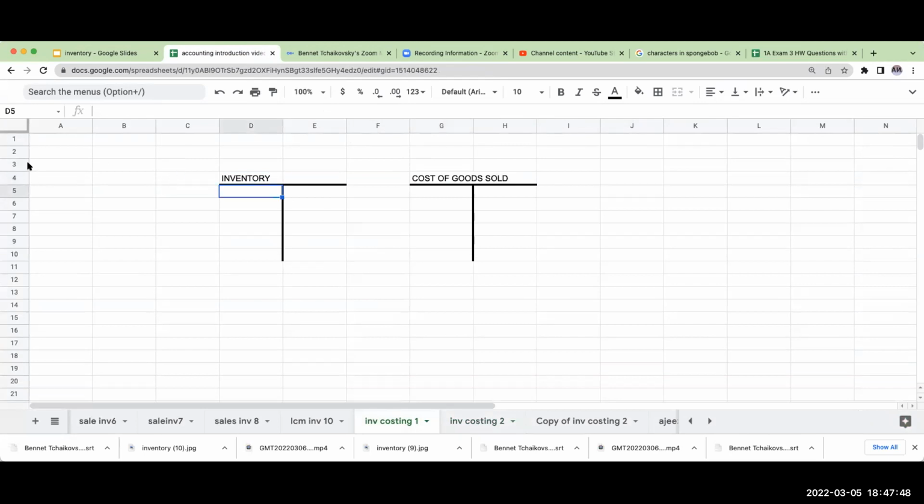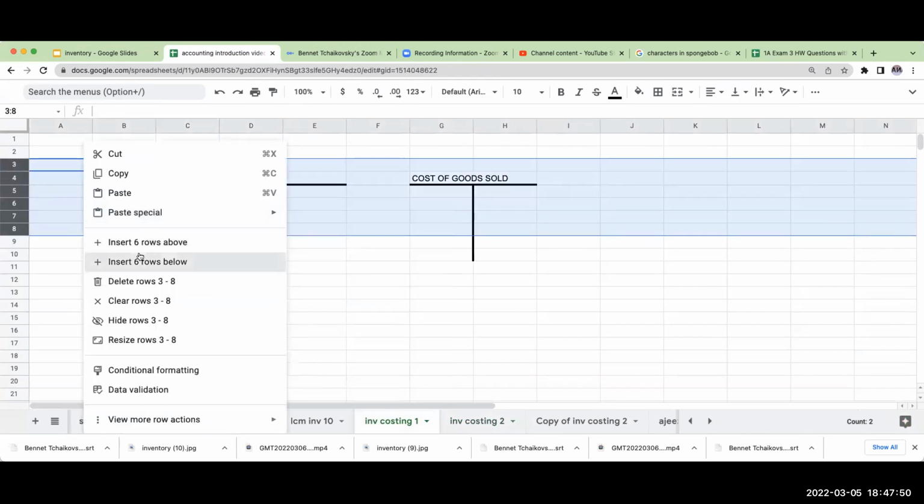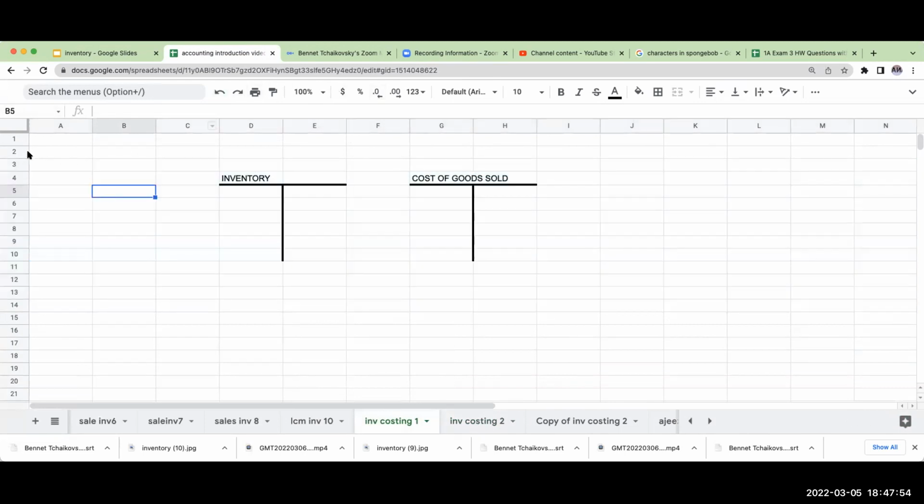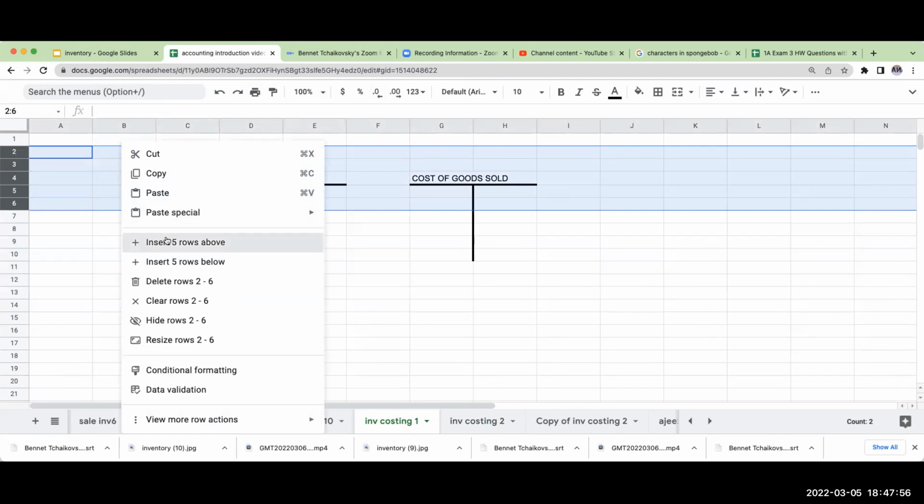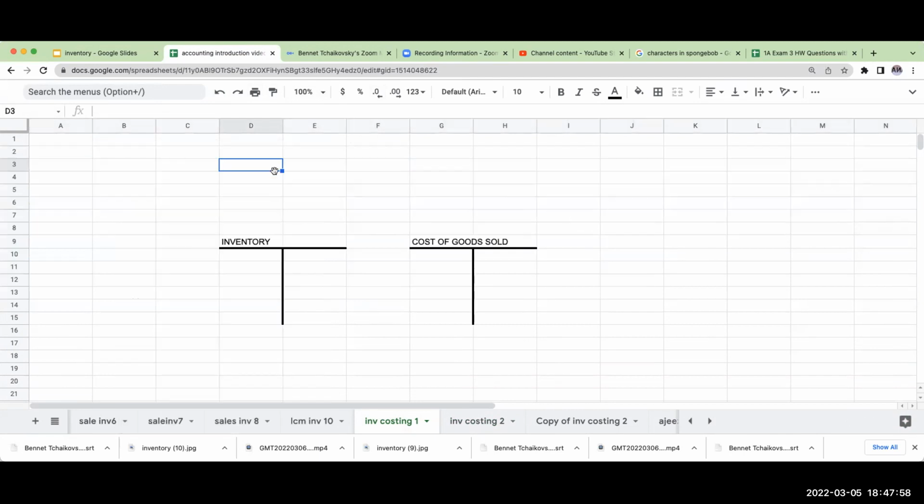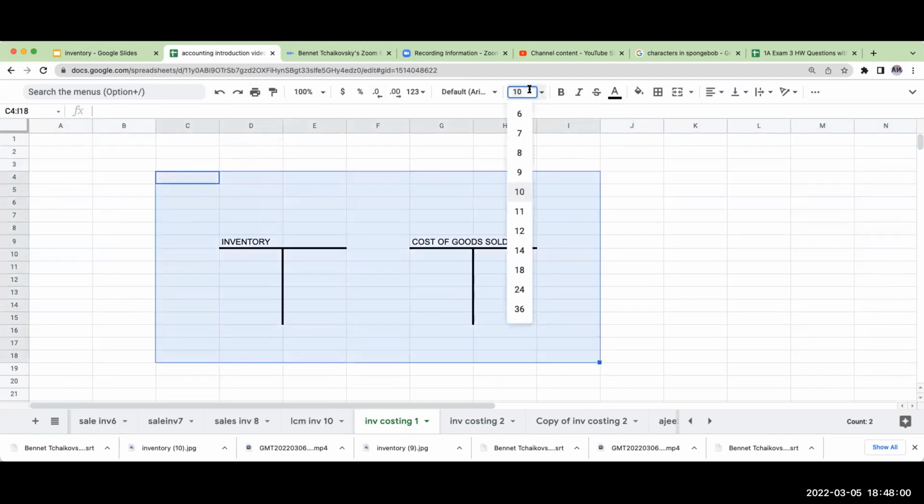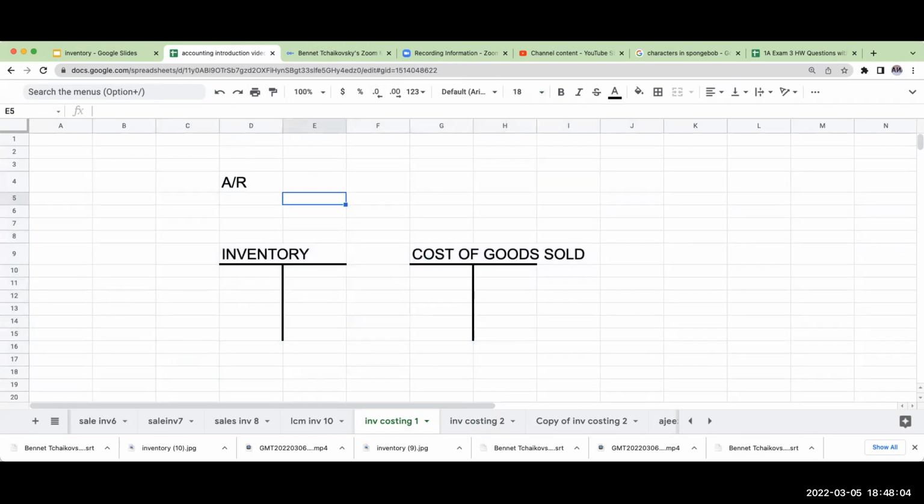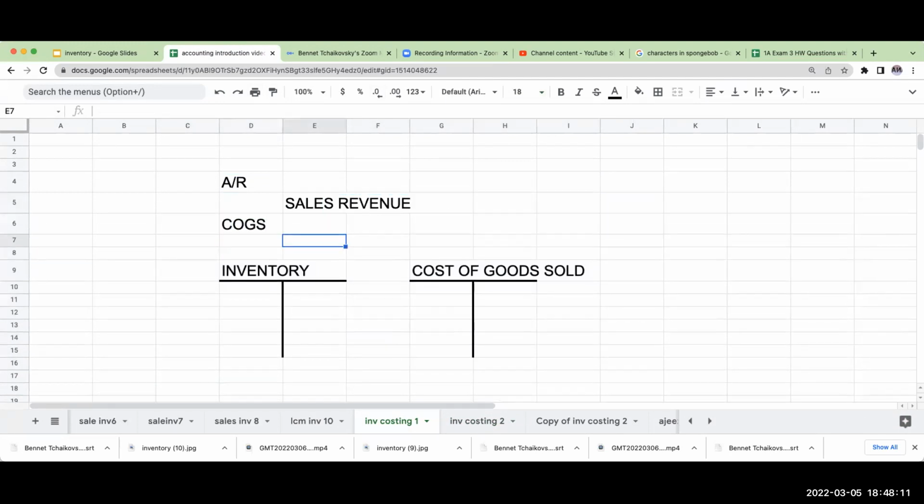Again, as a reminder, this is by far one of the most important entries that you know. When inventory is sold, we're debiting accounts receivable, we are crediting sales revenue, we're debiting cost of goods sold, and we're crediting inventory.